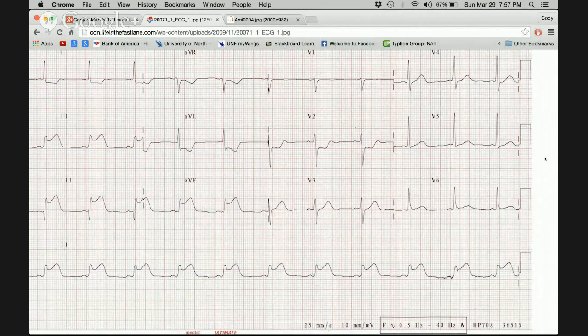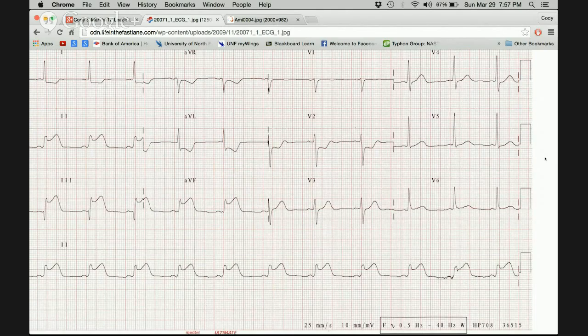Next we're going to begin with rhythm. We're going to look at R to R intervals and P to P intervals, which are regular. There's a P before every QRS and a QRS after every P wave. Next, we're going to look at axis. We have normal axis with the upright QRSs in lead 1 and lead AVF.